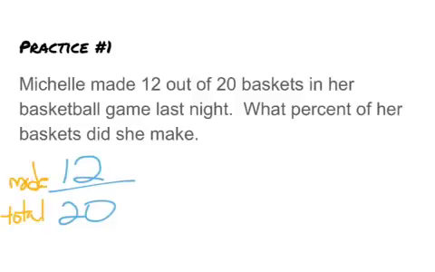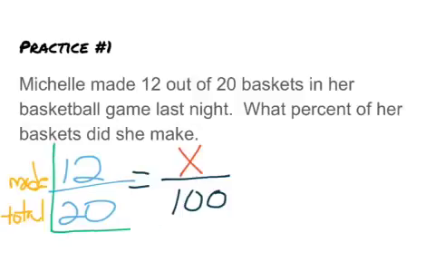Okay, well, if we want to know what that is as a percent, then we need to write this as an equivalent fraction where the total is 100, because that's what percent means, out of 100. So what we're trying to solve then is the numerator out of 100. But we need these fractions to be equivalent, so it is a proportion. So we said they're equal to each other.